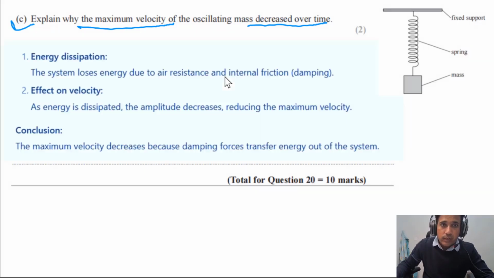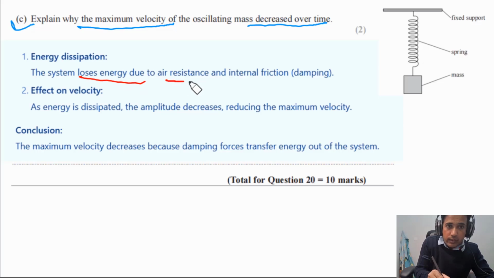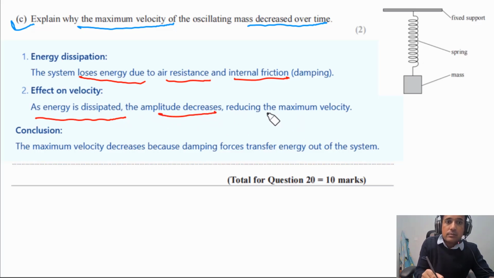Now let me show you the answer. So in the answer, you can write down these points. First point, you can say the system loses energy due to air resistance and internal friction. As energy is dissipated, the amplitude decreases, and of course velocity will also decrease. So this is how you can answer.